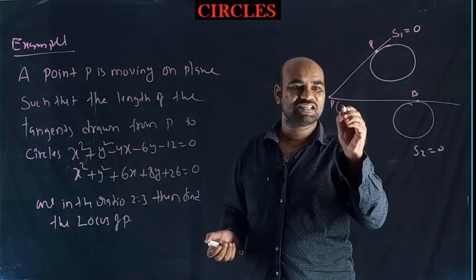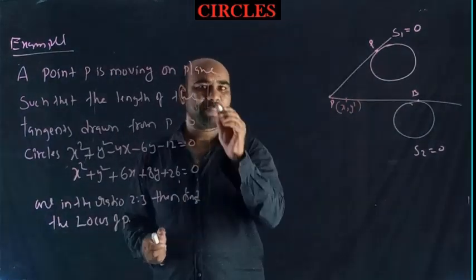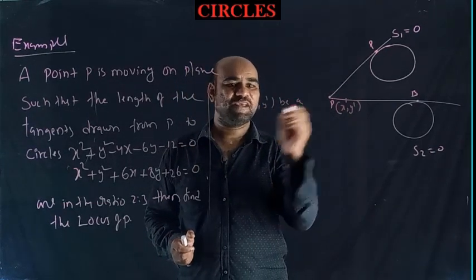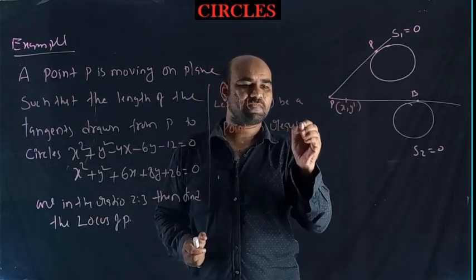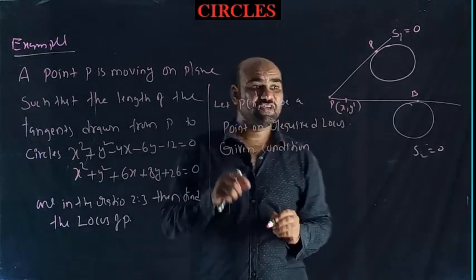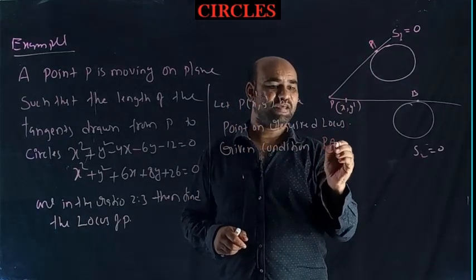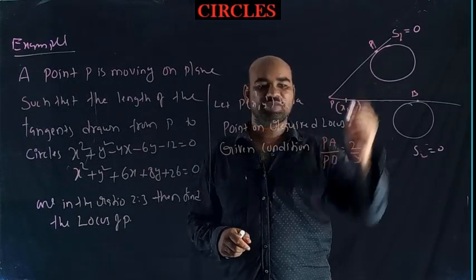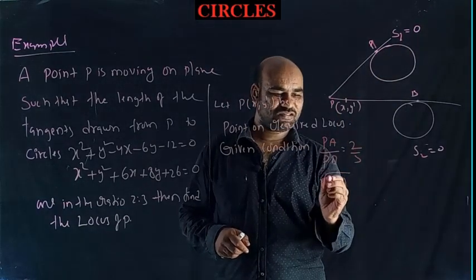Let P(x', y') be a point on the required locus. Locus problems are important for us. So what is the given condition? Say this is A and this is B. So PA by PB equal to 2 by 3. Already you know PA means root over S11, S11 for circle S1.